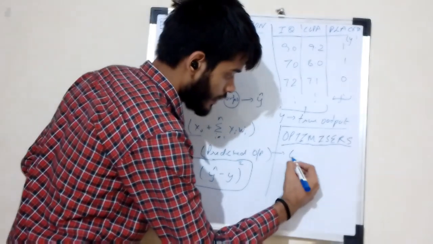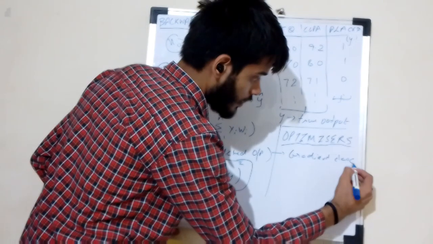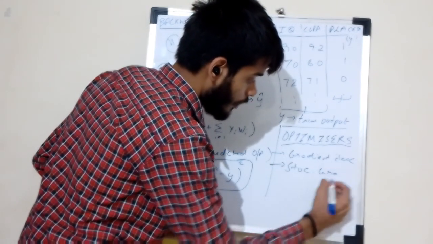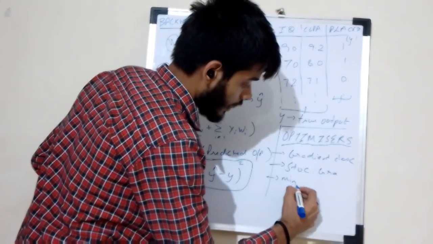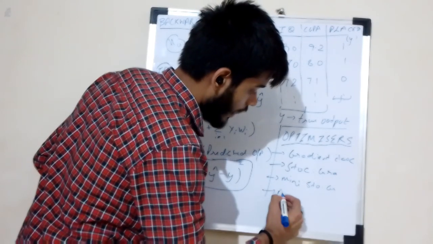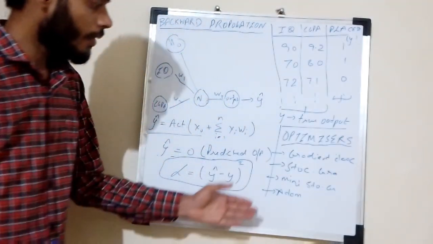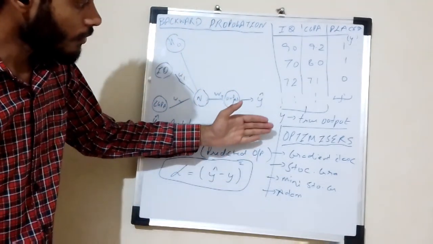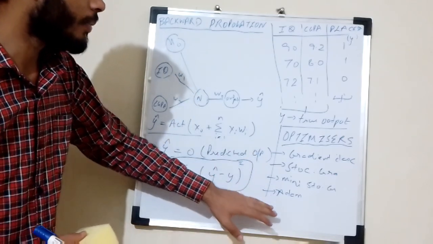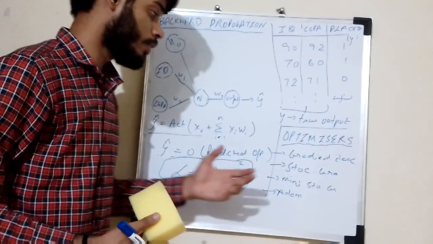We have gradient descent optimizer. We have stochastic gradient descent, we have mini batch stochastic gradient descent. We have Adam optimizer. Based on research, in practical applications we mostly use Adam.